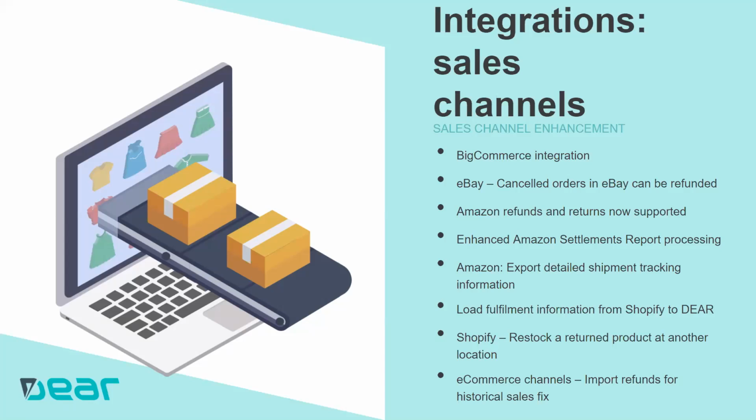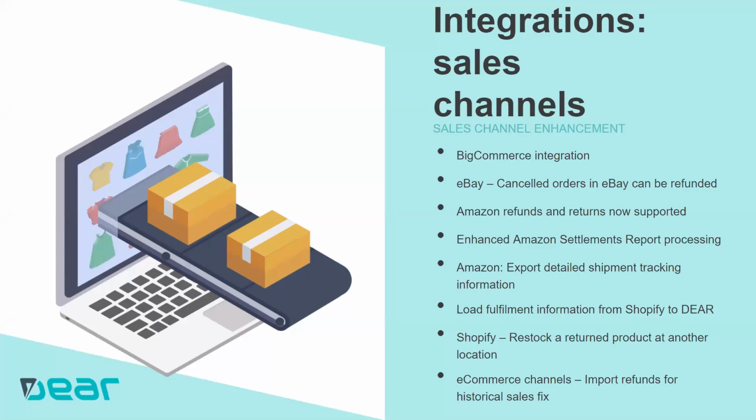And we have e-commerce channels importing refunds for historic sales fixes. What this really means historically, with e-commerce channels, we're talking about Shopify, Vend, Dia POS, Magento 2, WooCommerce, Square, eBay, Etsy, and even ShipStation if you're using it as an e-commerce tool. Previously to this release, you would import historic sales along with a refund and return. This could cause stock discrepancies as the historic sale was not accounted for in Dia.